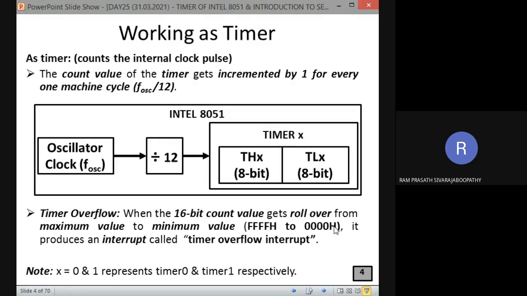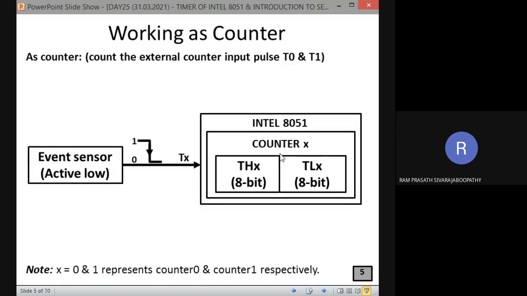Let us compare the diagrams. Here, Intel 8051. This is an IC. Within that IC we are having the oscillator circuit, the clock divider circuit and the timer module. Everything. Fine. What about in this diagram? What are you inferring from this diagram?